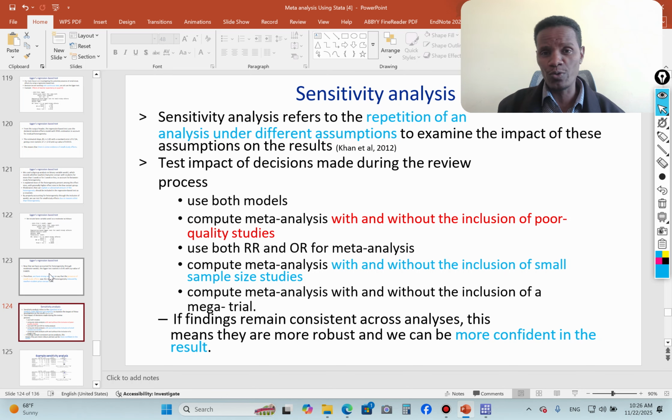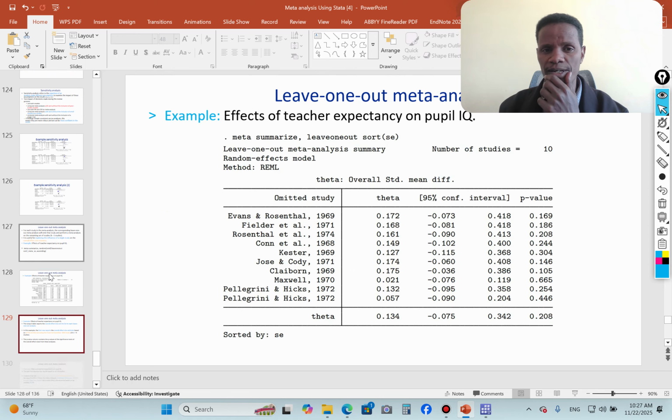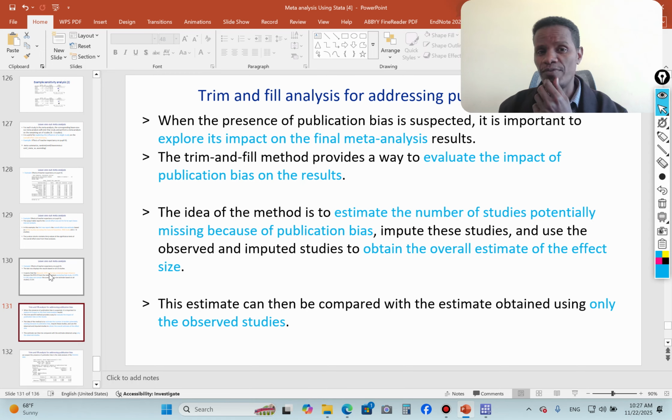And then we'll continue to do a sensitivity analysis: leave-one-out meta-analysis for sensitivity analysis, and trim and fill analysis for addressing publication bias. And as I have said before, lastly, I will show you an individual patient level data meta-analysis and a network meta-analysis. So these are the issues that are waiting for you.